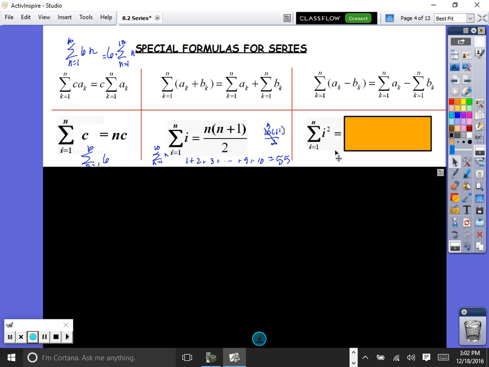And then this is one I would know. From 1 to n of i squared. So what it means is I'm adding up the first however many squares. This is what you do. You take how many you're adding up, times one more than that, times 2n plus 1, all divided by 6. n times n plus 1 times 2n plus 1, all divided by 6.